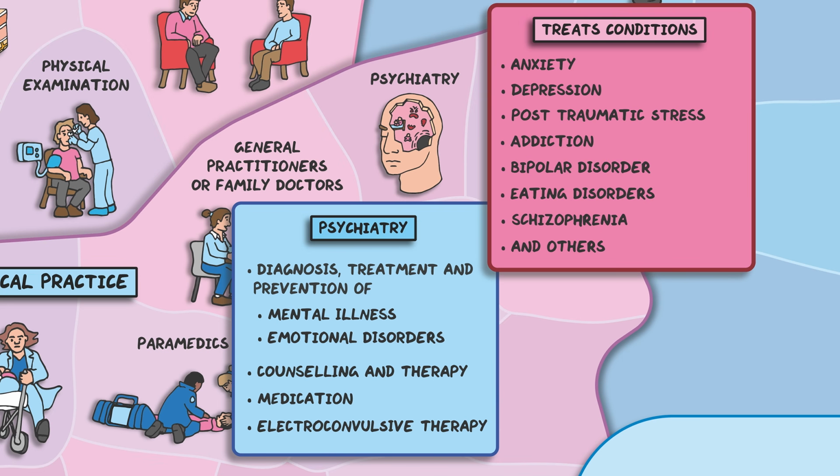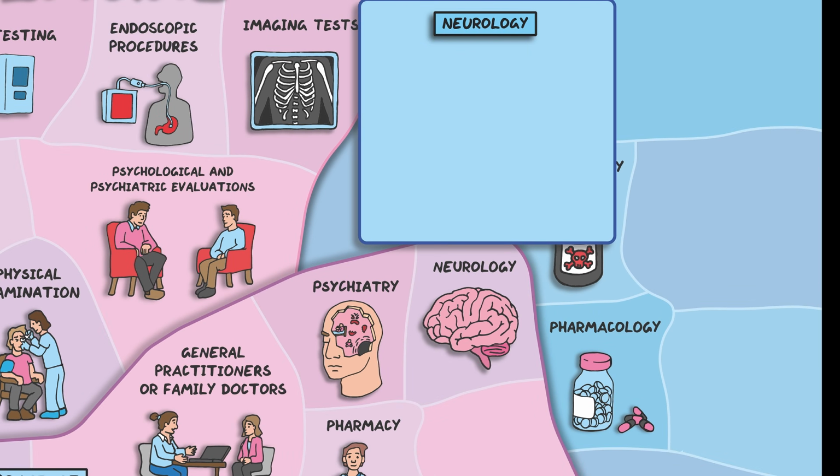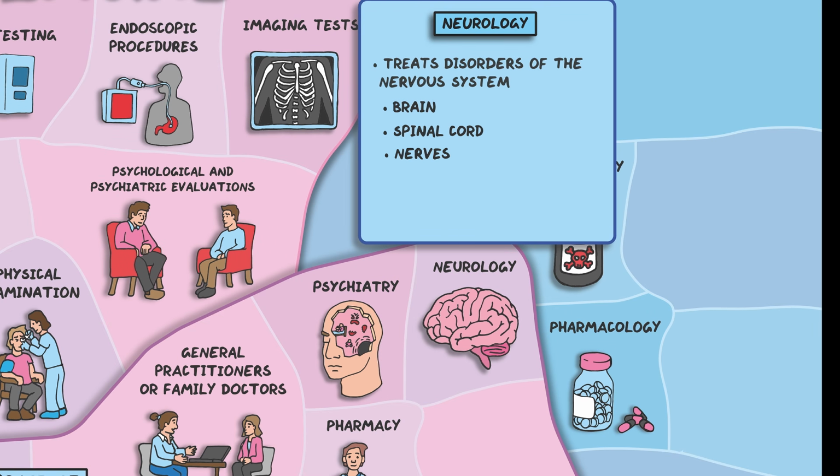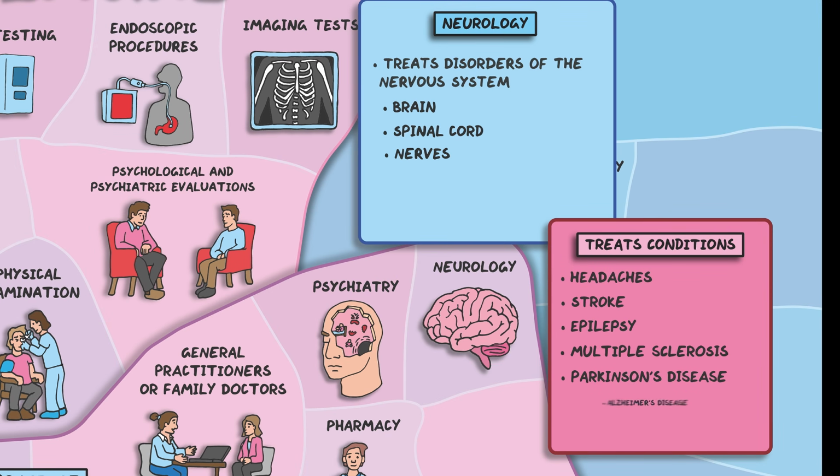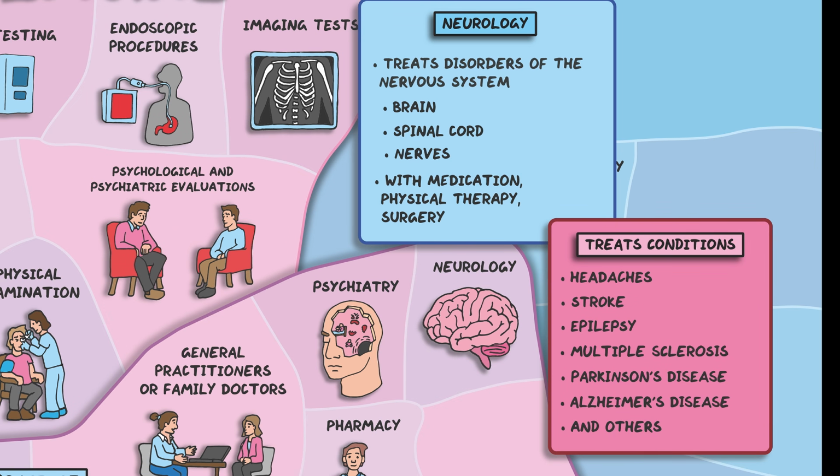On a more mechanistic side, neurology looks at the diagnosis, treatment, and management of disorders of the nervous system, including the brain, spinal cord, and nerves. Neurologists are experts in a wide range of neurological conditions such as headaches, stroke, epilepsy, multiple sclerosis, Parkinson's disease, and Alzheimer's disease. Treatment methods include medication, physical therapy, and surgery to manage neurological disorders.